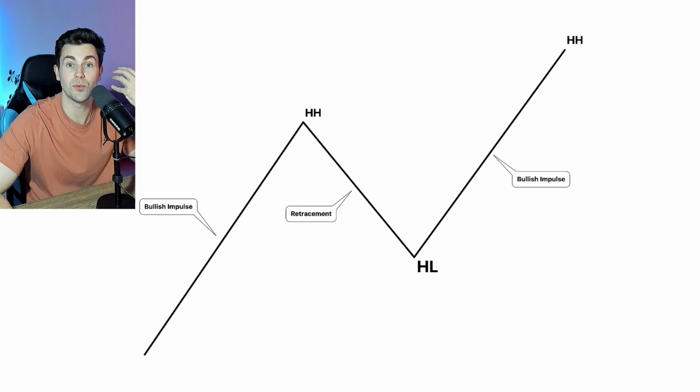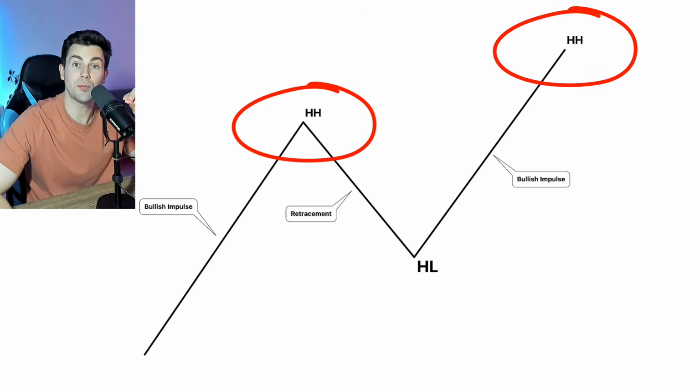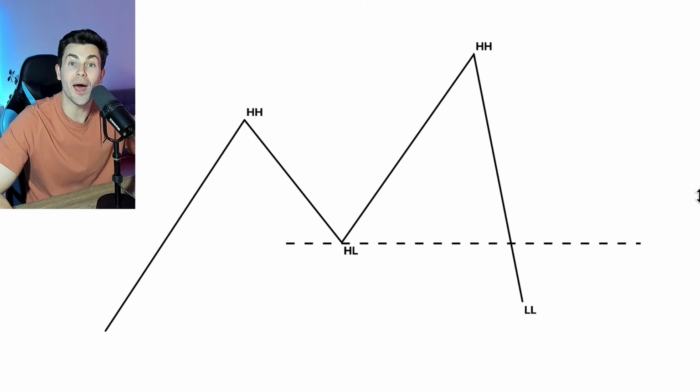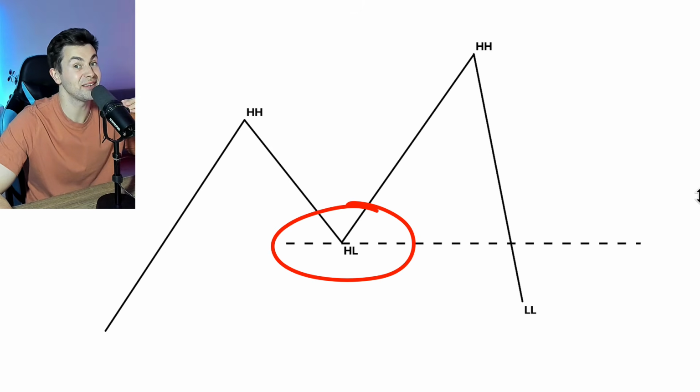bullish impulse will confirm an uptrend. The highs of these impulses will be called higher highs. The low of the retracement between them will be called a higher low. A bullish trend will be violated if the price violates the level of the last higher low. For that reason, it will always be a critical point in uptrend.